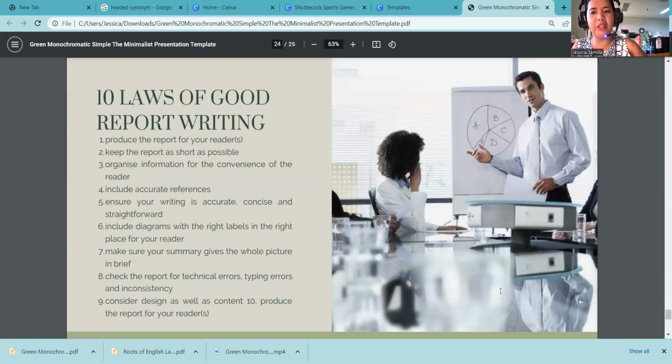Make sure your summary gives the whole picture in brief, and then check the report for technical errors, typing errors, and inconsistency. And you need to consider also the design as well as the contents, and you need to produce the report for your reader and not for your own consumption. So I guess that would be the discussion of technical report.